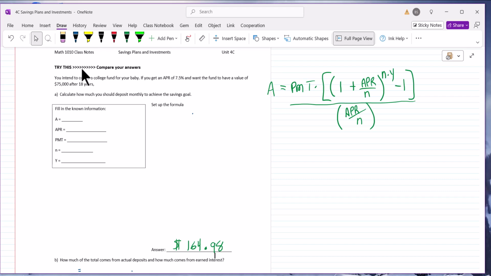So how many people have gotten to the point where they figured out the 164.98? Once you get that, I think the rest of it is a little easier on your calculator. You get that okay? Okay. Did you get that set up in the formula? I would write the formula down. That's a good way to start. Okay, you get that? You get that answer?